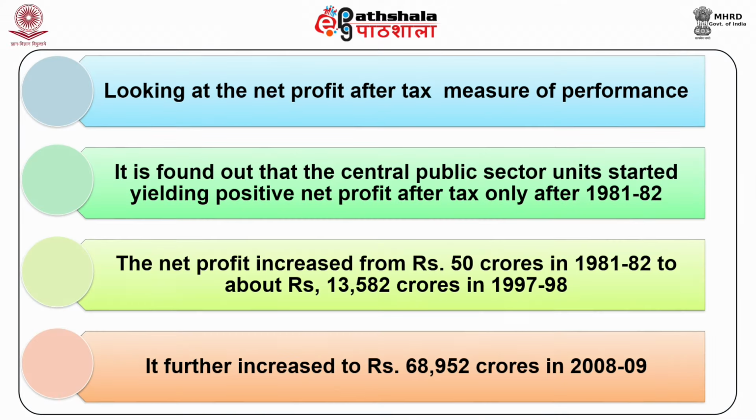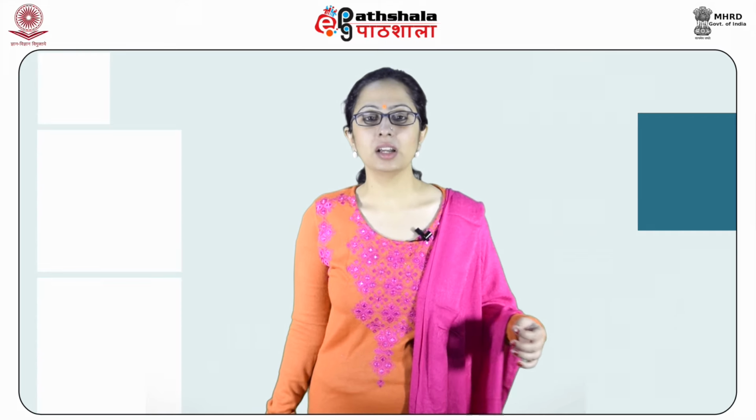Looking at the net profit after tax rupees measure of performance, it is found that the central public sector units started yielding positive net profit after tax only after 1981-82, almost 3 decades after the independence. The net profit increased from rupees 50 crores in 1981-82 to about rupees 13,582 crores in 1997-98. It further increased to rupees 68,952 crores in 2008-9.